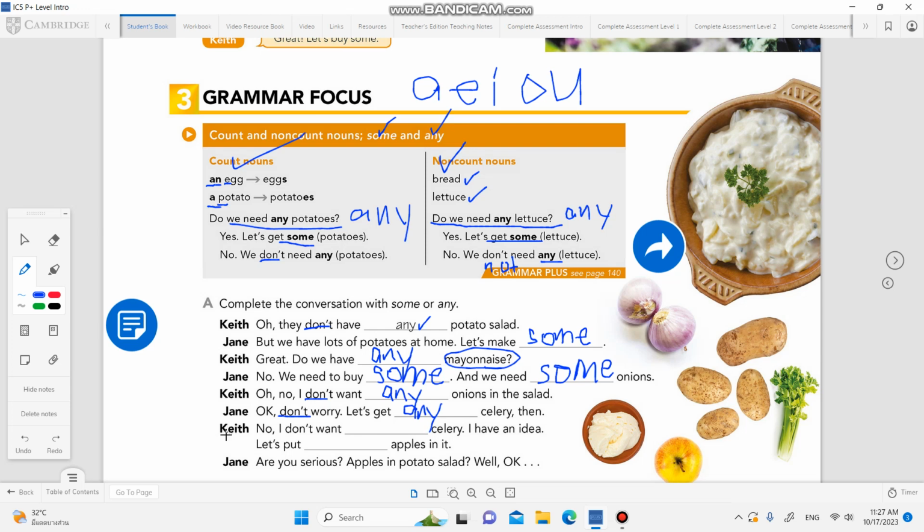Okay. Next, Keith: No, I don't want any celery. I have an idea. From the word don't, what is the answer? It's any. Next: Let's put some apples in it. It's affirmative. So what are we going to use, some or any? So we use some. Okay? So that's all for this lesson. Thank you.